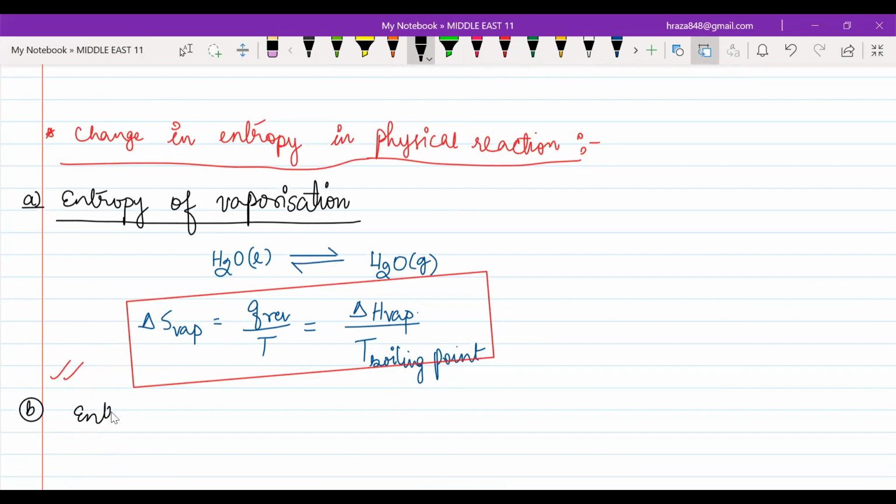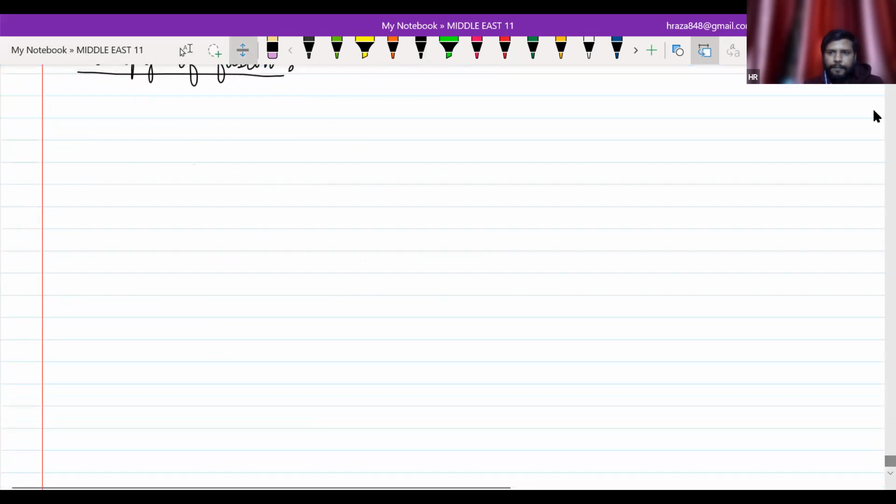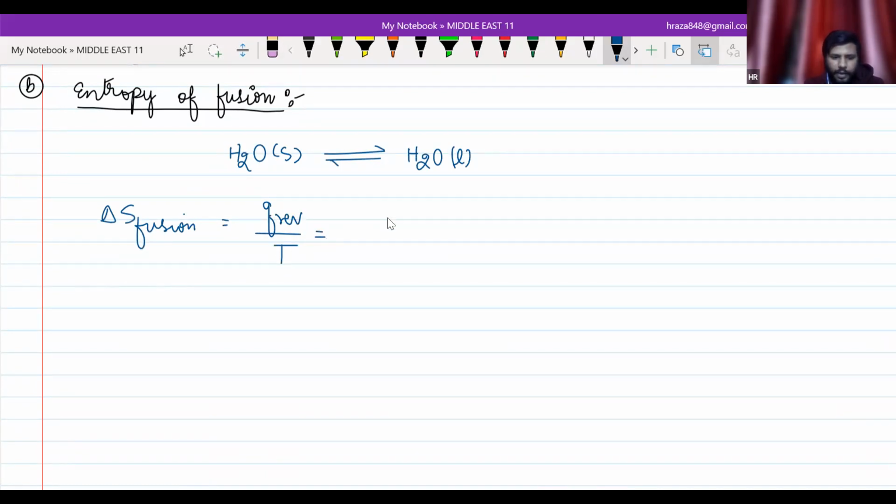Done, sir. Okay, next you are going to write entropy of fusion. Fusion is a process in which solid is converting into liquid. So here delta S fusion will be equal to Q reversible upon temperature, and this Q reversible will be equal to delta H fusion, the change in enthalpy for fusion, upon temperature, whatever temperature is given.